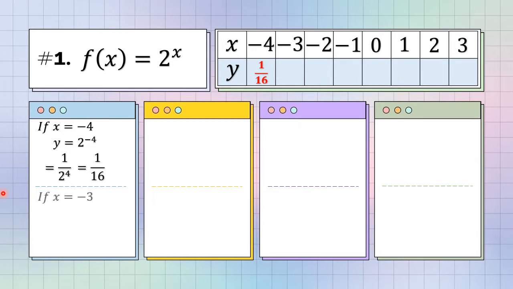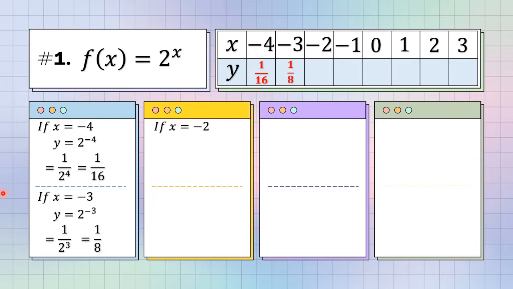The second value of x is negative 3. So we'll have y is equal to 2 raised to negative 3. Again, the reciprocal of 2 is 1/2. So we'll have 1 all over 2 raised to 3, and 1 over 2 raised to 3 is equal to 1/8. That means if our x is equal to negative 3, then our y is equal to 1/8.